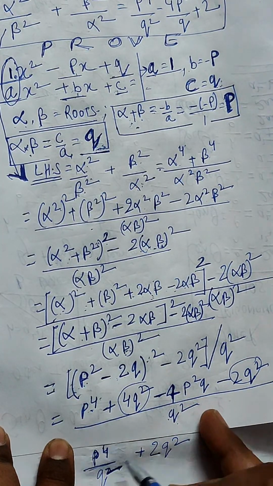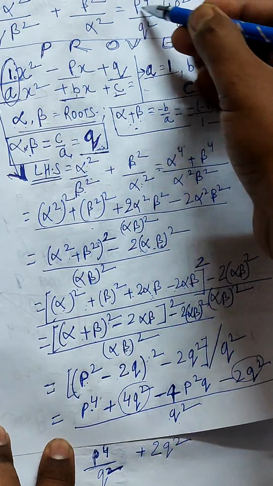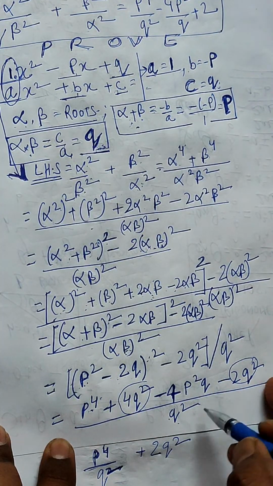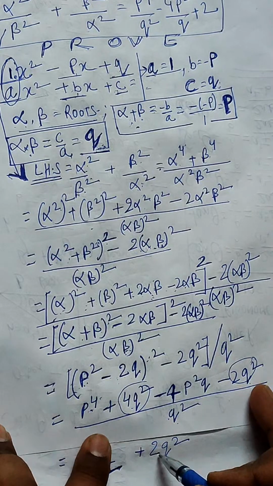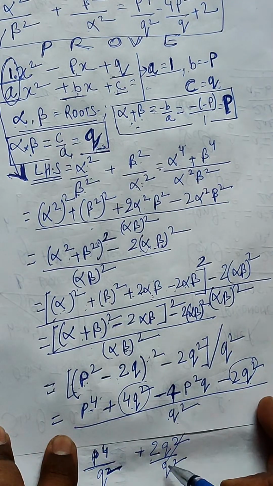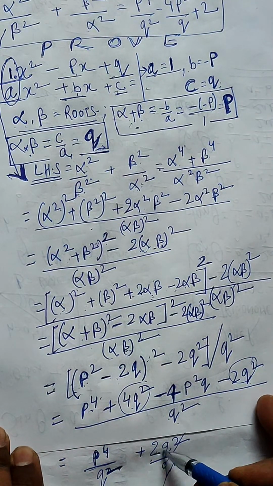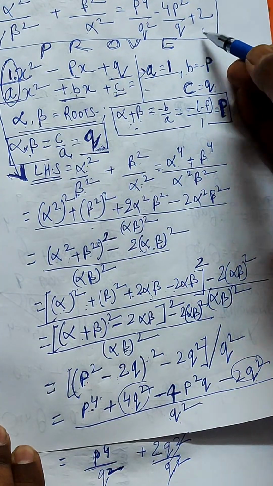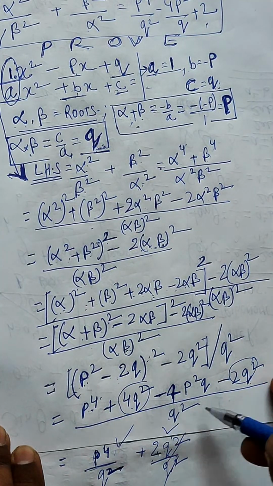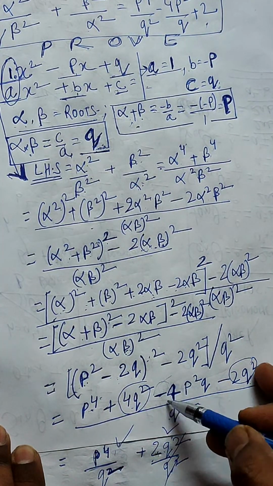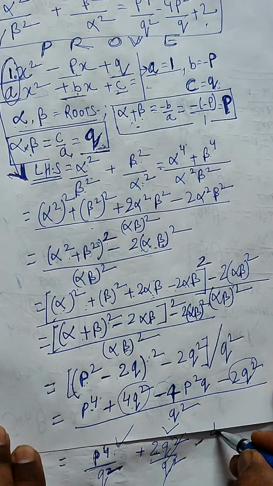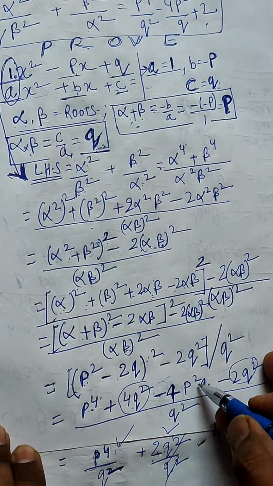You can see p4 by q square. This is the first term. The second term is 4q square minus 2q square, so 2q square divided by q square. When q square is cancelled, these two will remain, so we have arrived at the third term. Here the first term is matched, the third term is matched, and only this one is left, minus 4p square q by q square.